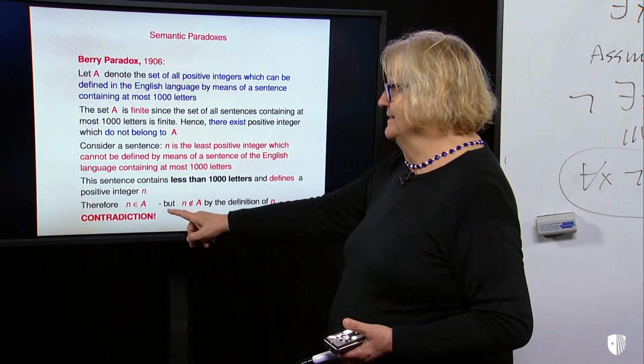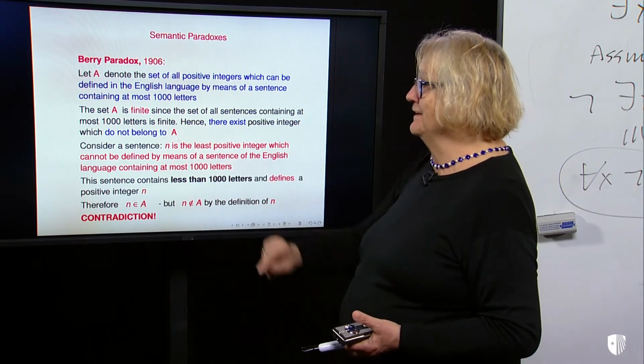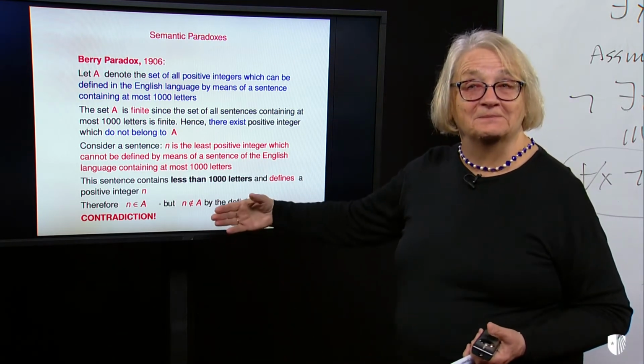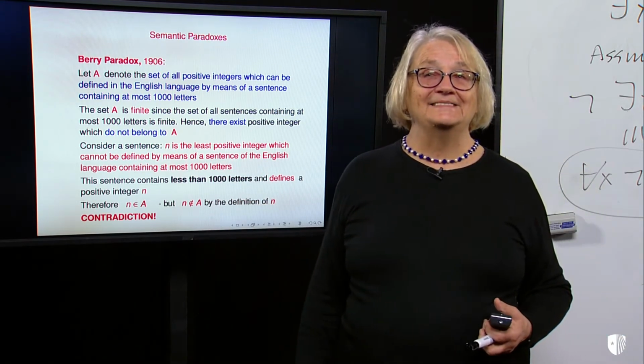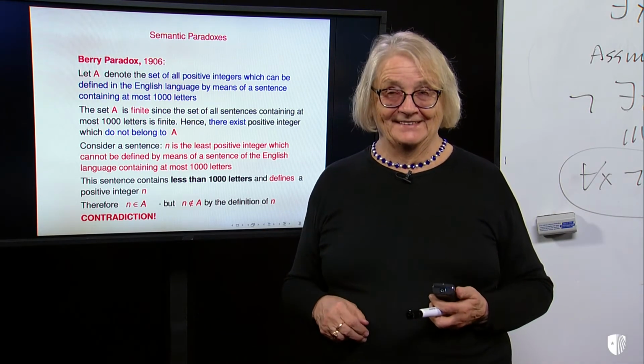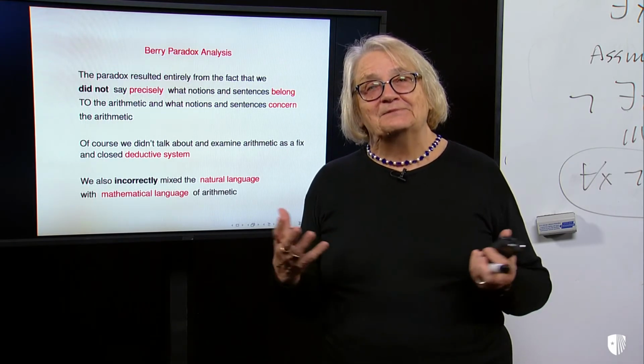But N does not belong to A by the definition of N, because N cannot be defined by means of such a sentence. Contradiction. And that is called a semantic paradox. So what is the solution?